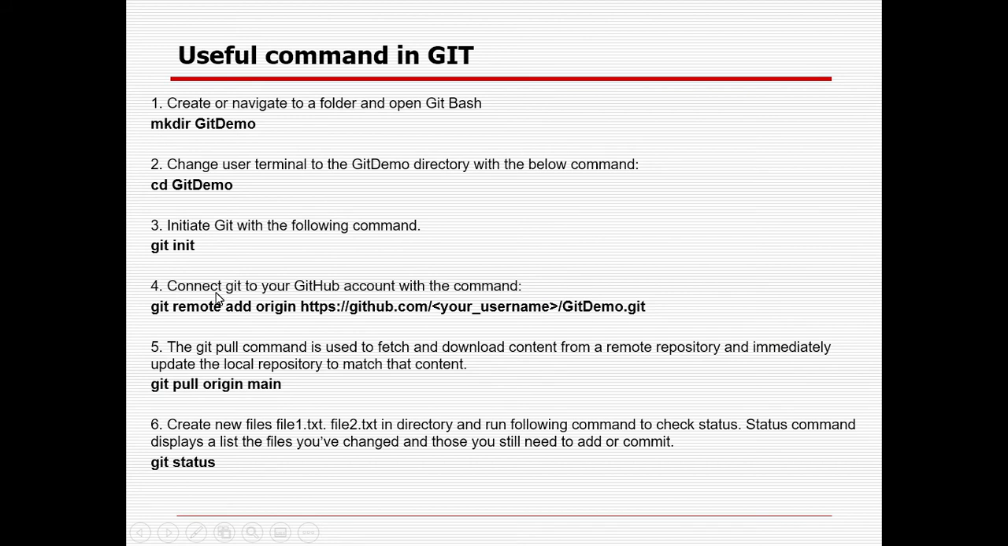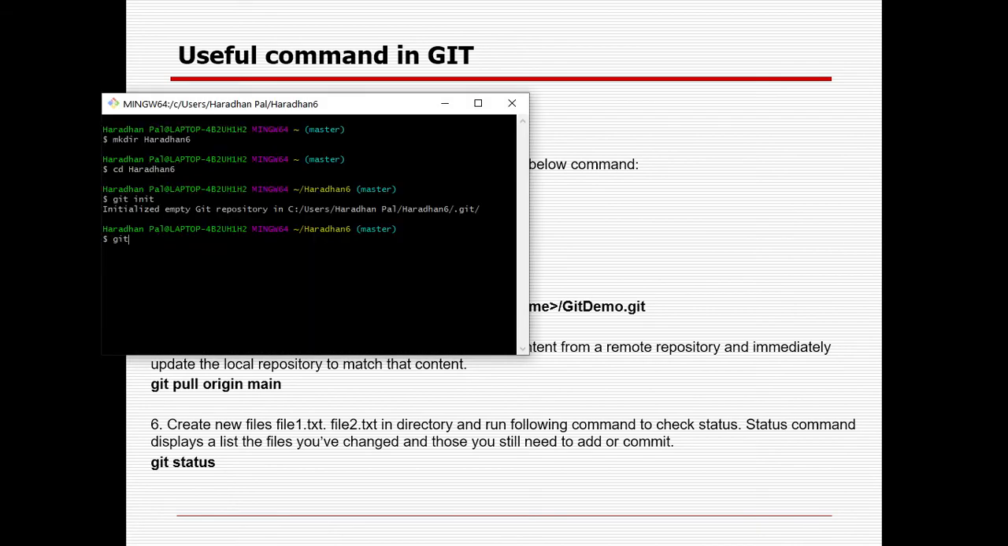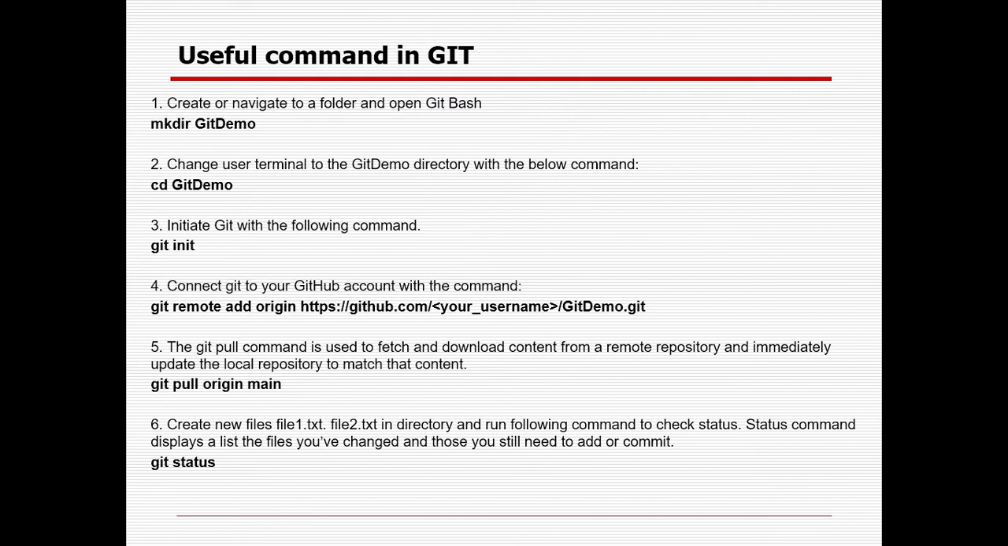Then I can connect Git to my GitHub account, where I want to pull my code. So git remote add origin, and then I need to give the path of my GitHub repository, right?